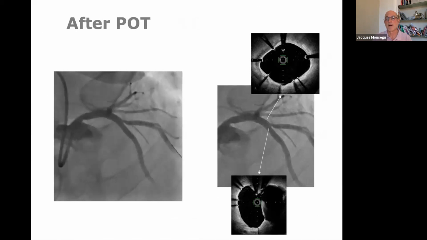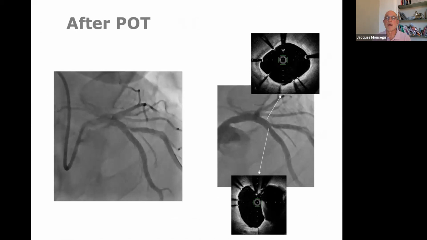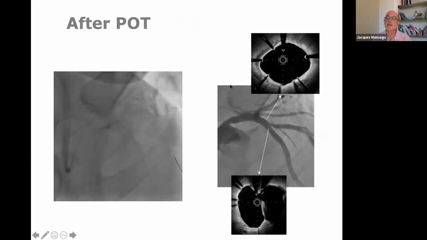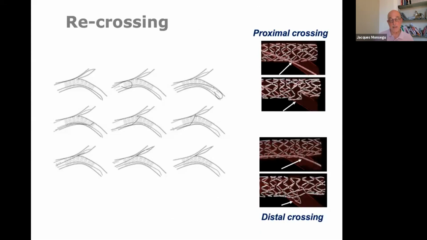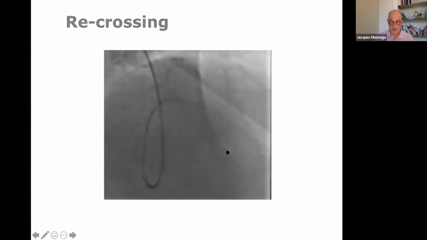We have this result, and OFDI imaging shows that we have a well-apposed stent in the proximal part. After that, the next step is to recross the side branch, and for that I prefer to use the pullback technique and try to cross in the distal part of the stent, because with this technique you avoid distorting the stent in front of the bifurcation. This is the recrossing, and it's very important to take time and be sure that you engage the distal strut. It is very easy if you have done a POT in the right position.